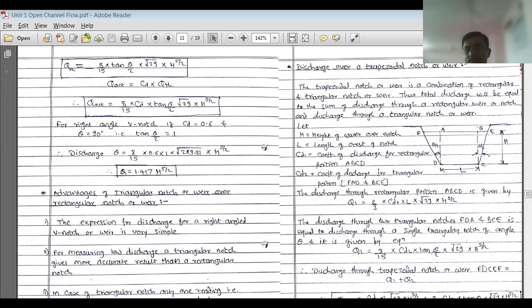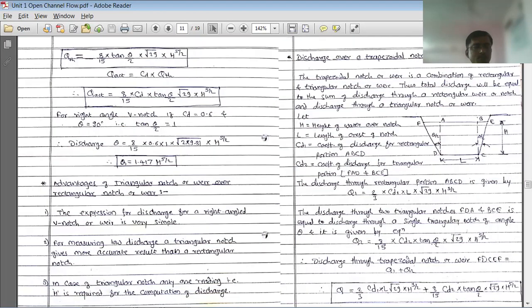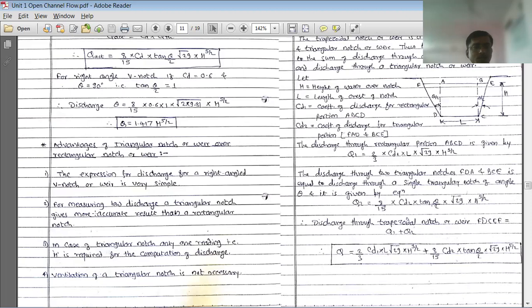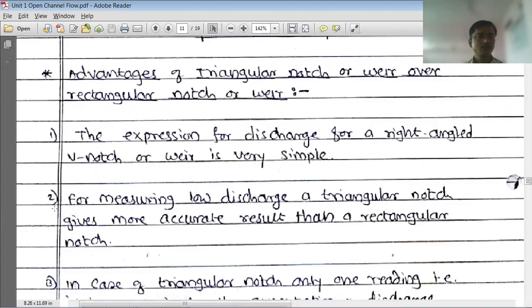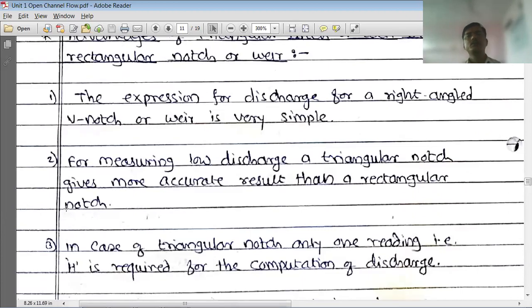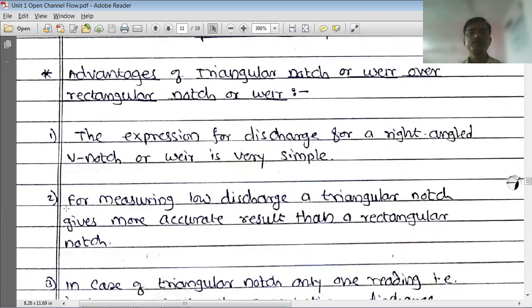So let us continue with the point which we left in yesterday's lecture. In the last lecture, we stopped at this point: advantages of triangular notch over the rectangular notch or rectangular weir. You have noted down a few points regarding these advantages. Let us revise this and then move toward the next point.